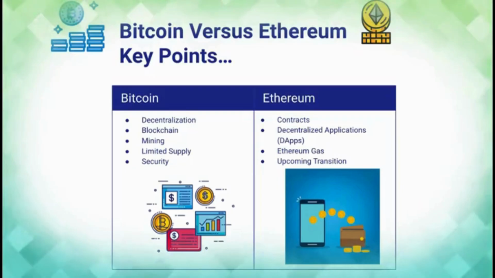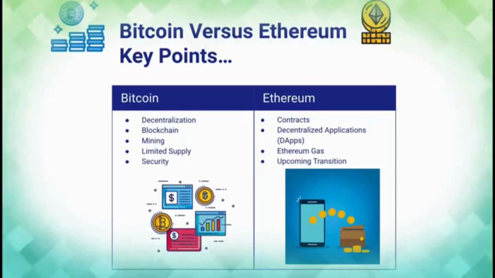Transactions and smart contract executions on Ethereum require gas, a fee paid in Ether to incentivize miners to process the operation. Upcoming transition. Ethereum is transitioning from a proof-of-work consensus mechanism to a proof-of-stake mechanism with Ethereum 2.0. This aims to improve scalability and energy efficiency. Now let's just quickly talk through an Ethereum example.